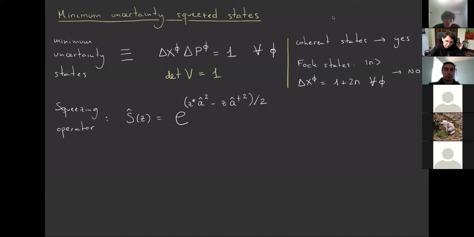So the parameter of the transformation is zeta divided by 2, and in the displacement operator, it was just alpha. And this zeta, it's very important, is a complex parameter, just like in the displacement operator, and we will write it in magnitude and phase in this way, okay? So r is the magnitude of the squeezing parameter, and theta is the phase of the squeezing parameter.